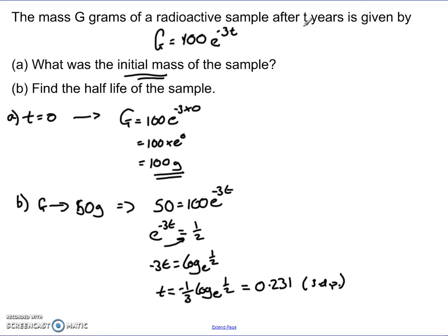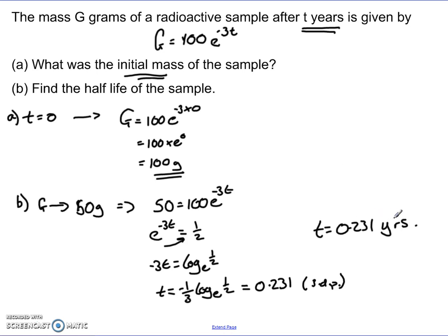Well, look at the question. T is measured in years. So we then know that the time is equal to 0.231 years. But telling somebody that isn't exactly the most useful bit of information. What we really want to do is turn it into a unit of measure that's more relevant.